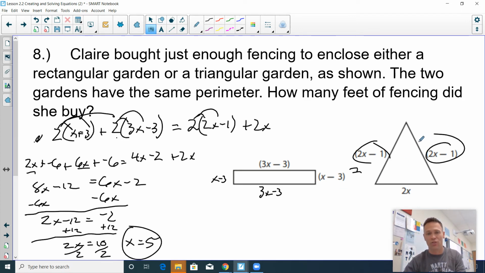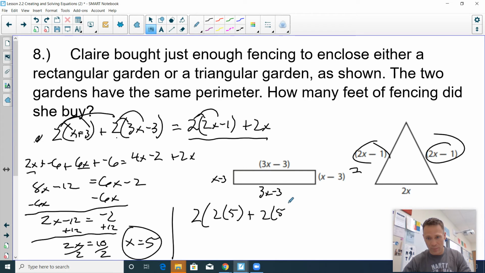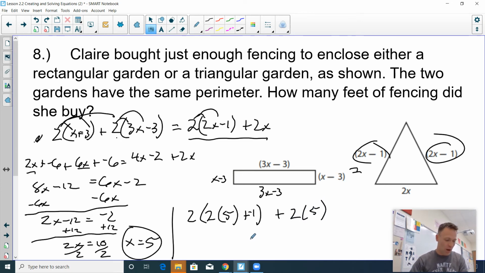So the easiest one to me is this triangle, right? So I'm going to substitute it into this expression. So 2 times 2, and then 5 goes in for x, plus 2 times 5. Oh, forgot the plus 1 there. Let me do that again. All right, 2 times 2, and then the 5 is going in for x, plus 1, right? That's going in here. It's negative 1, plus 2 times 5. All right.